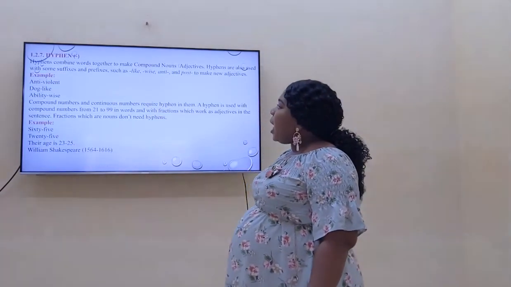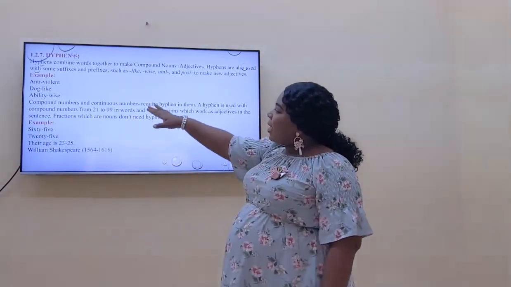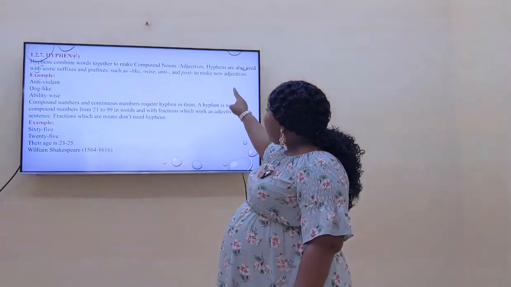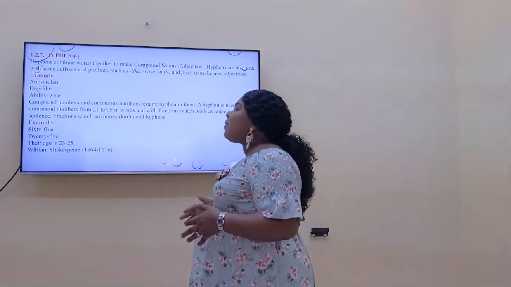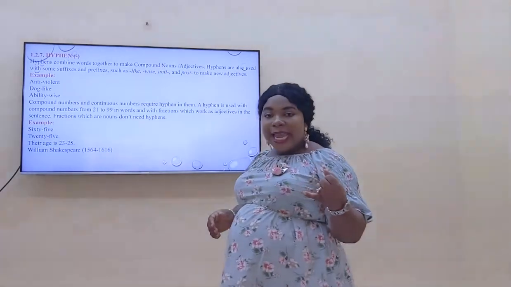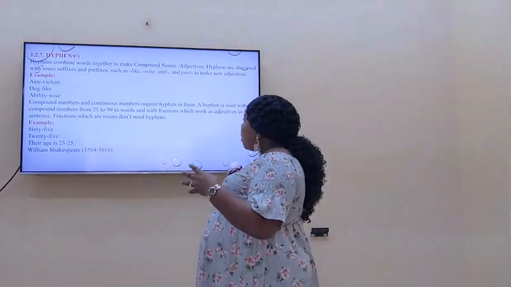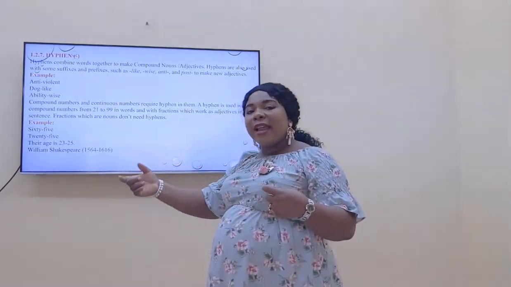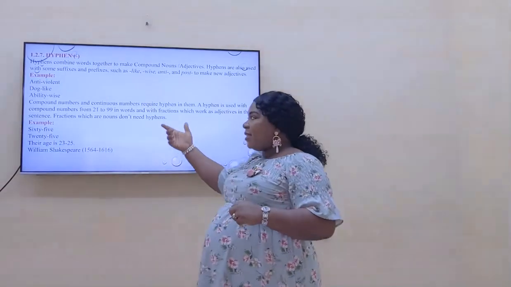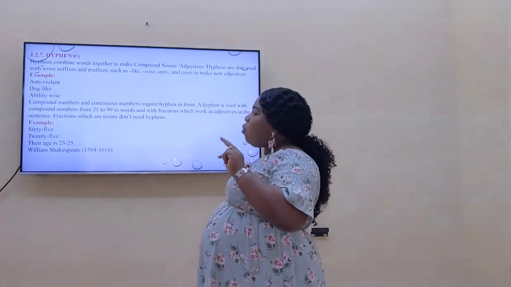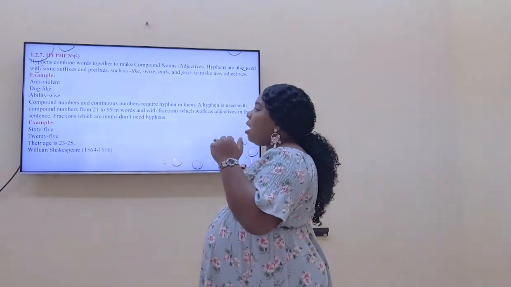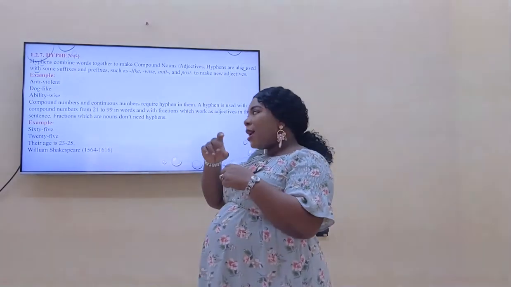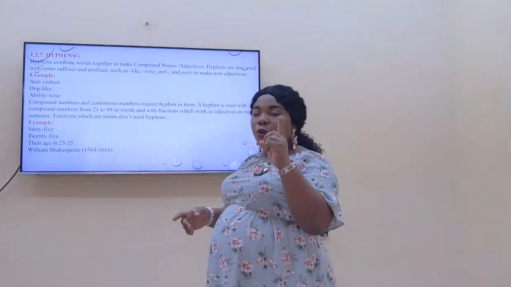Okay? The next one is hyphen. Okay? Hyphens combine words together to make compound nouns or adjectives. Hyphens are also used with some suffixes and prefixes, such as like, wise, anti, and post, to make a new adjective. So let's see an example. Anti-violent. You see that? Alright, these are like 2 words combined together, but they are connected together by a hyphen. Dog-like. Dog and like. A hyphen makes it one word.